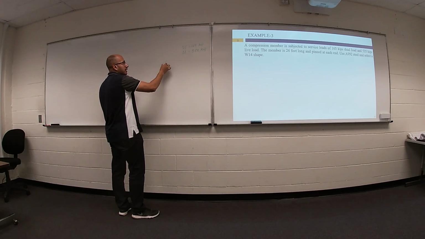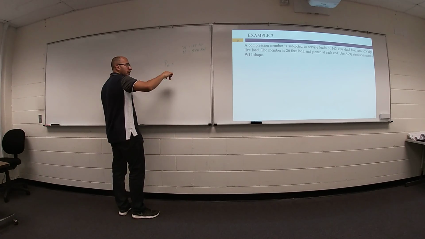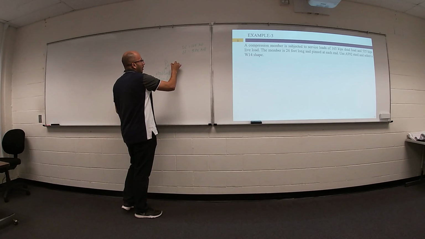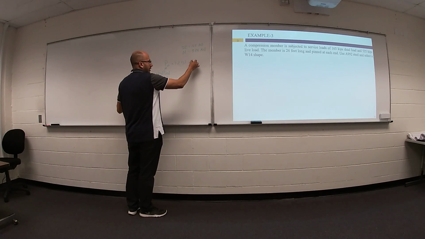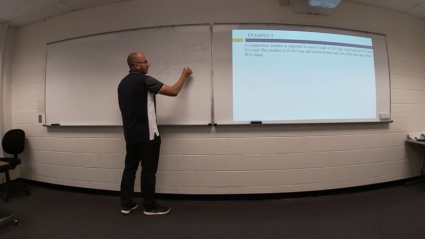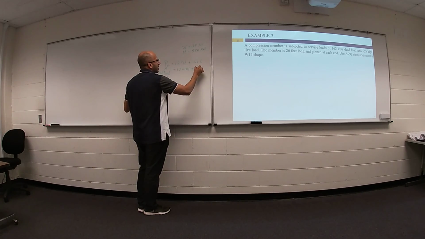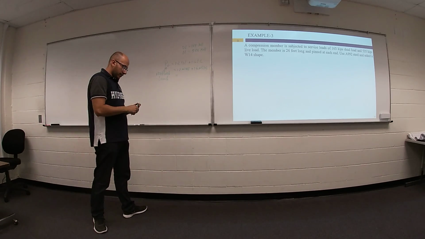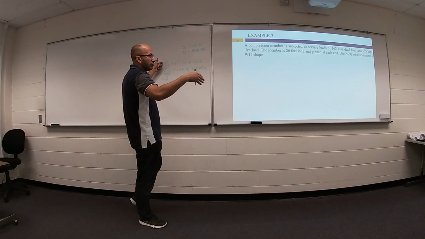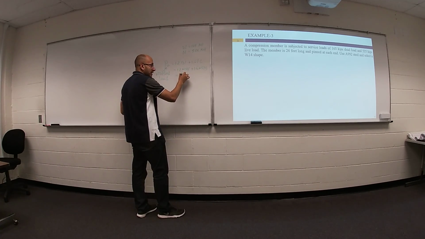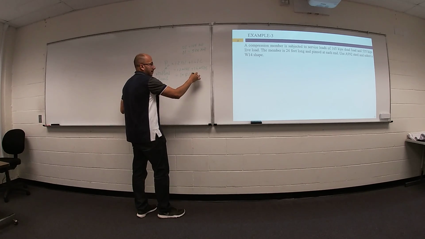So your P ultimate, applied load on the column, will be 1.2 dead load plus 1.6 live load. So 1.2 times 165 plus 1.6 times 535. Your value is coming from the applied load, from dead load and live load. What is the value? 1054.